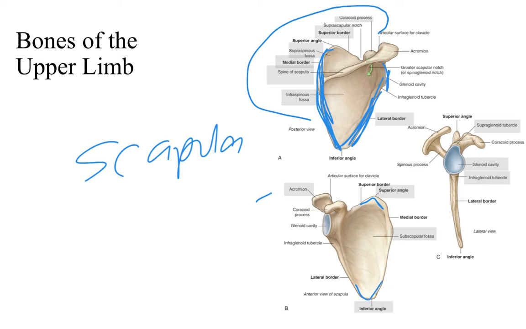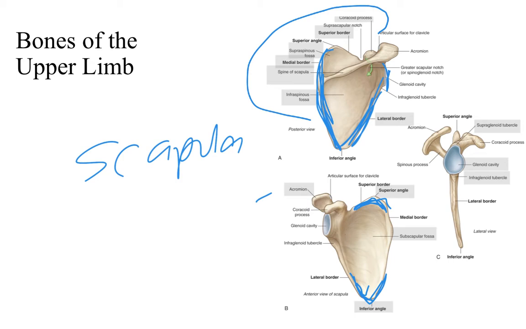and the inferior angle. Notice that the superior angle is more of a rounded angle, whereas the inferior angle is more of an acute angle. So the pointy end points down and the rounded end points up. So that's another way that you can tell orientation.